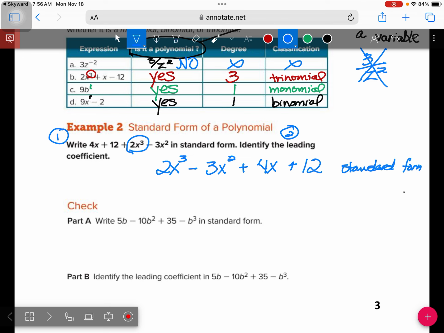And what is my leading coefficient? 2. I call that the LC. Leading coefficient is 2.